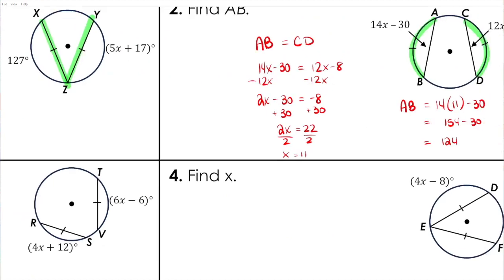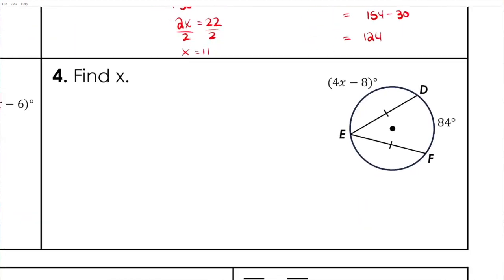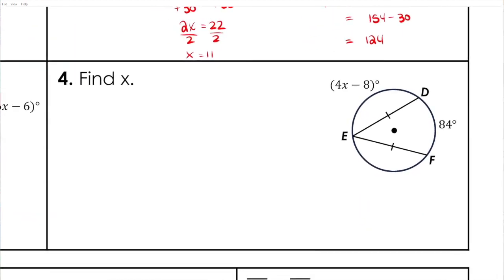All right, let's look at number 4. Number 4 is a little different. We've still got our congruent chords, but what's wrong? We're missing the other arc, absolutely. Or are we? They're equal, so what does that mean to us?